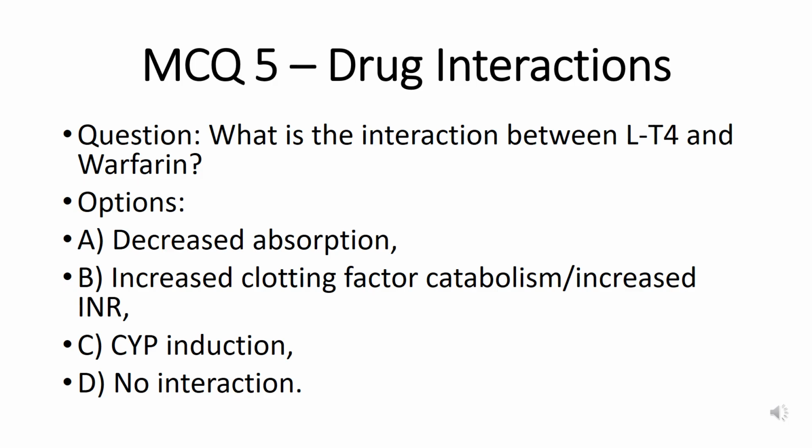The correct answer is option B, increased clotting factor catabolism and an increased INR. Let's break it down. Warfarin is an anticoagulant medication that helps prevent harmful blood clots. Its effectiveness is commonly monitored using a laboratory test called the International Normalized Ratio, or INR. A higher INR generally indicates a greater anticoagulant effect and a higher tendency toward bleeding.